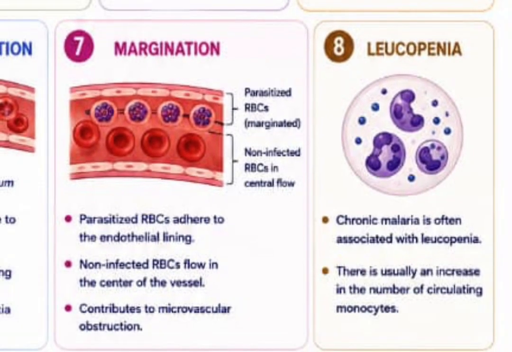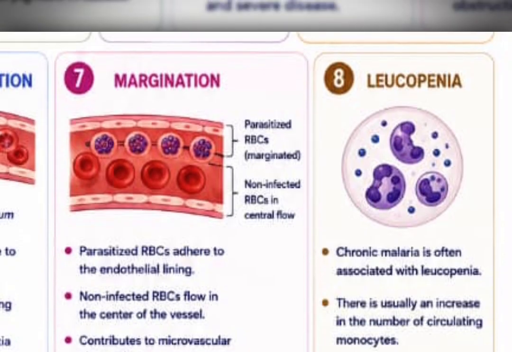Next one, there will be leukopenia. Why will there be leukopenia? Because there will be an increase in the number of circulating monocytes. And when there's an increase in circulating monocytes, what will the body do? The body will try to reduce the release of white blood cells. Because some of the white blood cells are even being damaged by the malaria parasite.